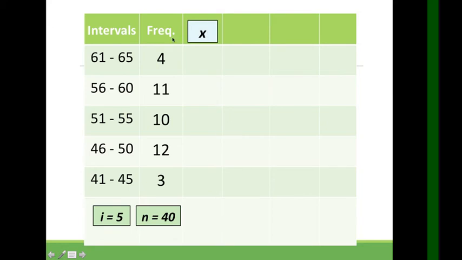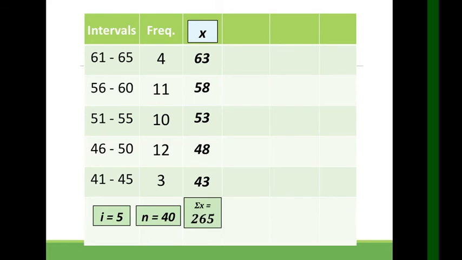What is class mark? That is the middle of each interval. So we have 61 to 65, the middle number is 63. 56 to 60 is 58. 51 to 55, 53. 46 to 50, 48. 41 to 45, 43. Then get the total, which we name as summation of x, which is 265.